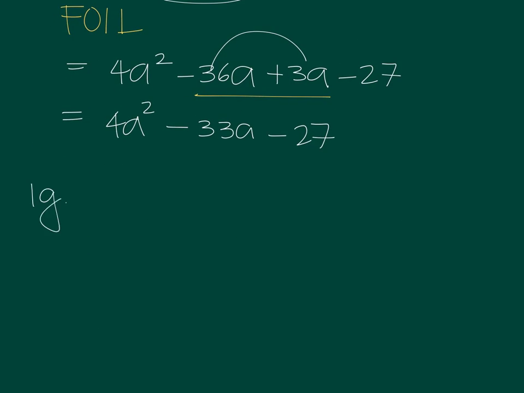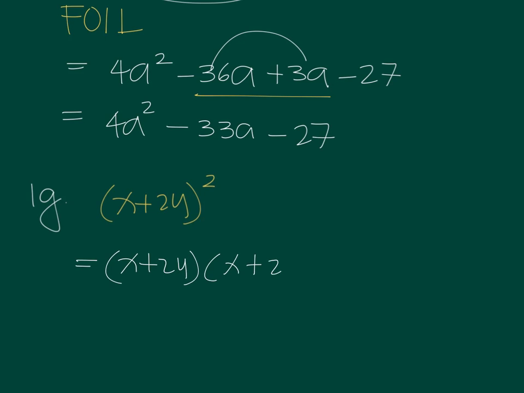In 1G, you were given (x + 2y) squared. So this is expanding a binomial expression. There are at least two ways to expand this. One is a one-step direct method, and the other is to think of (x + 2y) squared as (x + 2y) times (x + 2y), and then perform the FOIL.